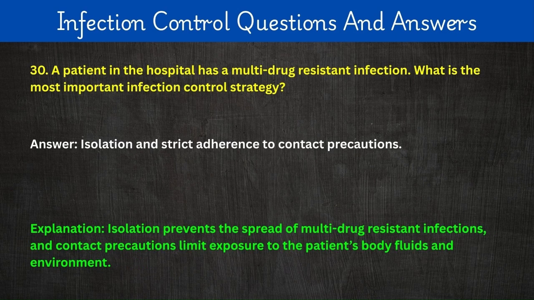30. A patient in the hospital has a multi-drug-resistant infection. What is the most important infection control strategy? Answer. Isolation and strict adherence to contact precautions. Explanation. Isolation prevents the spread of multi-drug-resistant infections, and contact precautions limit exposure to the patient's body fluids and environment.